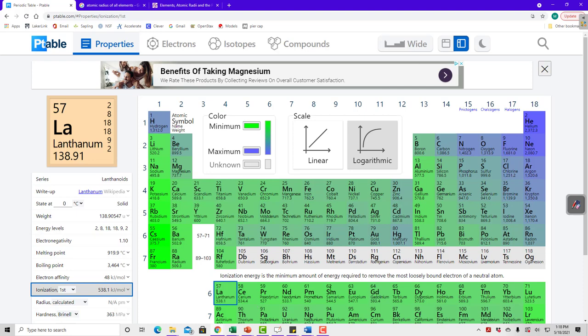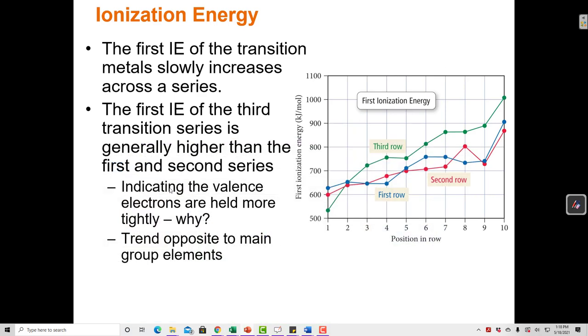And the electrons that I'm adding across this series are not doing as much as other electrons do to increase repulsion. The F electrons do not increase shielding as much as we would expect. So it's the same reason, indicating the valence electrons are held more tightly. Why? Well, they're held more tightly because the increased positive charge in the nucleus more than compensates for the additional electrons, because those additional electrons do not increase shielding.